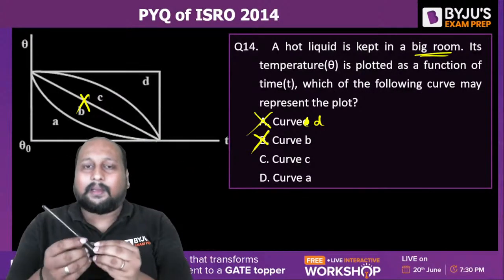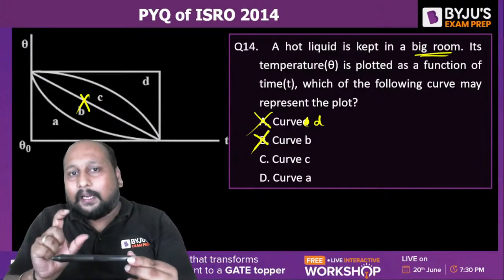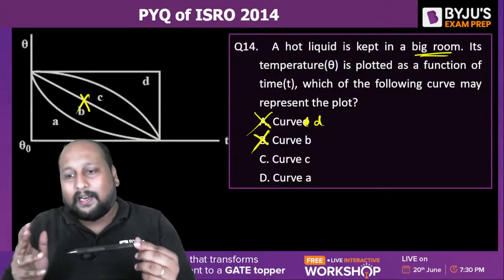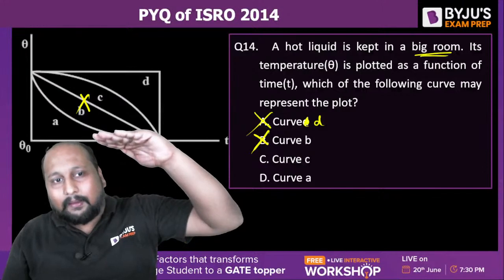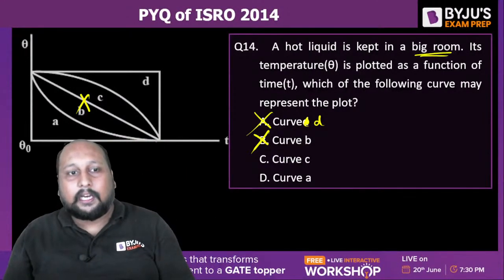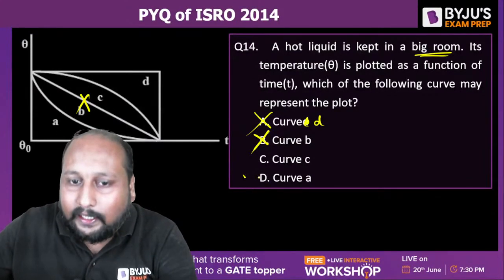You might have seen, let us suppose I am heating this body and keeping it in a big room. At the starting, the rate of change of temperature with time will be very high. But after, let us suppose, 1 hour, the rate of change of temperature will be very less. So slope starting mein zyada, after that the slope is less. So which is the correct option, curve A or curve C? Definitely curve A, option D.